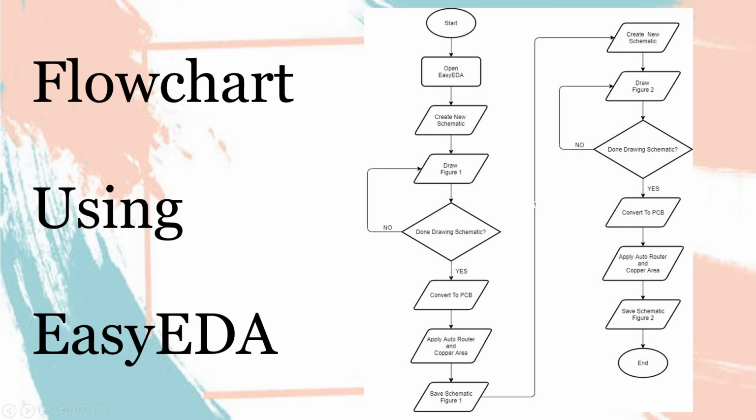Okay, next, create new schematic. Draw figure 2. Then, if you are done drawing the schematic, you can convert the schematic to PCB. If not, you can draw figure 2 until done. After you are done converting to PCB, apply auto router and copper area. After that, you can save schematic figure 2 and finish.